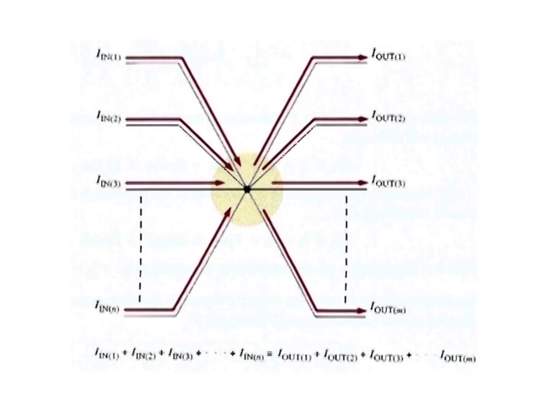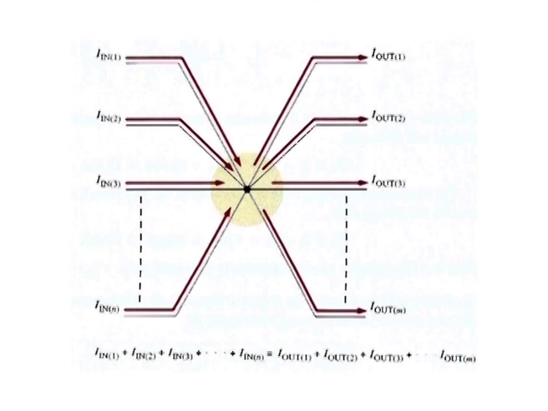By Kirchhoff's current law, the sum of the currents into a node must equal the sum of the currents out of the node. With reference to the figure, a general formula for Kirchhoff's current law is I in 1 plus I in 2 plus so on up to I in n is equal to I out 1 plus I out 2 plus so on up to I out m.